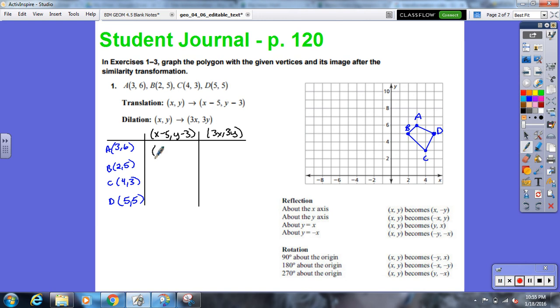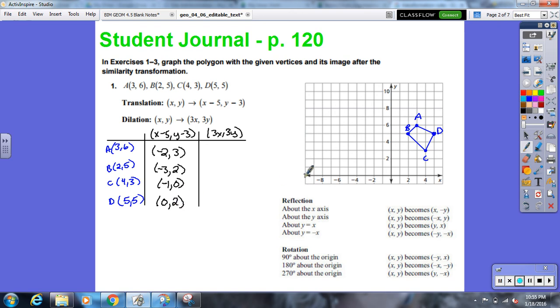So we're going to plug in our points. We're going to plug in 3 for x and 6 for y. So 3 minus 5 is negative 2. 6 minus 3 is going to be 3. Let's go ahead and do that straight down. So we find A prime, B prime, C prime, and D prime, just plugging in all of our points. 2 minus 5 is negative 3, 5 minus 3 is 2, 4 minus 5 is negative 1, 3 minus 3 is 0, 5 minus 5 is 0, and 5 minus 3 is 2.